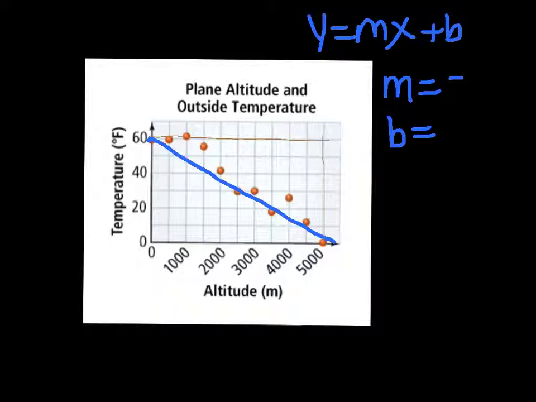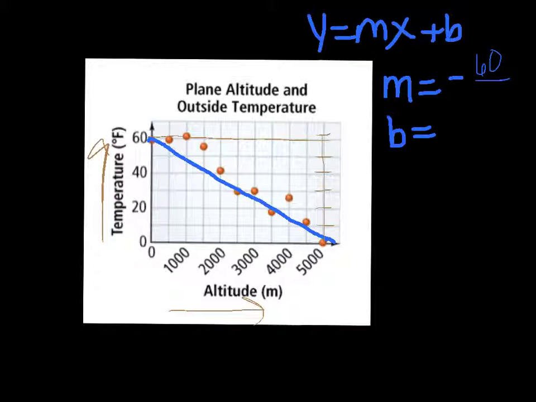Now, when you're counting, you have to remember your units. So here, on my x-axis, every 2 units is 1,000, and on my y-axis, every 2 units is 20. So every unit's 10. So when I count my rise, I'm going to go 10, 20, 30, 40, 50, 60. So my slope, the rise would be 60.